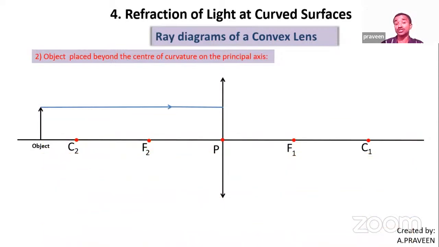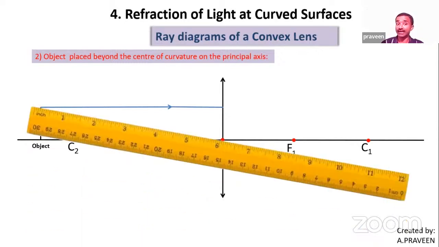The second ray is passing through the optic center. So just join the top of the object and the pole. Always use a long scale. Don't use the small scales, use the 15 centimeter or 30 centimeter long scale. So join the top of the object and the optic center as you see. So joined. Then draw the light ray that meets the pole.